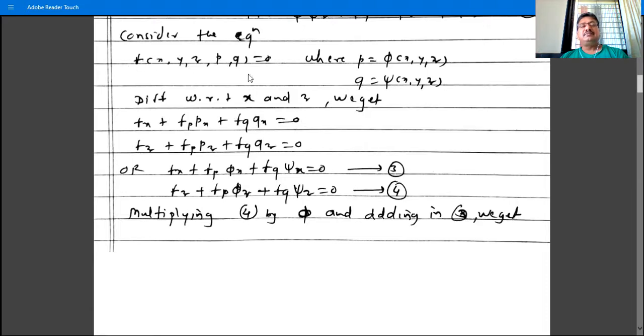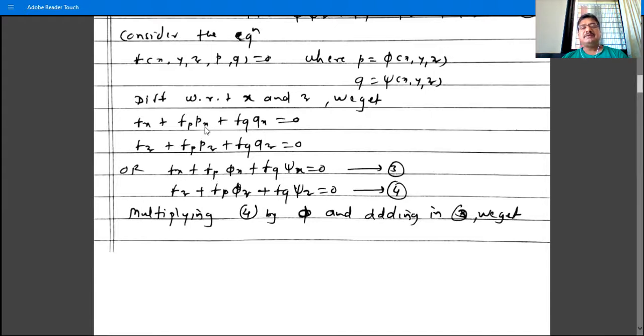So the complete derivative of this function with respect to x is this, and then the derivative with respect to z: ∂f/∂x times ∂x/∂z is 0, then ∂f/∂y times ∂y/∂z is 0, and then ∂f/∂z is fz, and ∂z/∂z is 1, and ∂f/∂p, that is fp, times ∂p/∂z, that is pz, plus ∂f/∂q times ∂q/∂z, that is qz, equal to 0. So note that x, y, z, all three are independent variables.